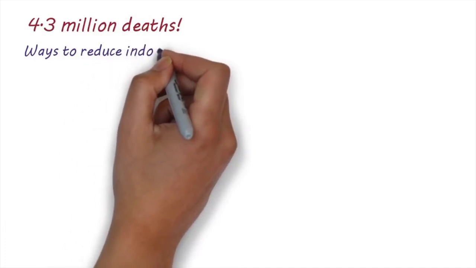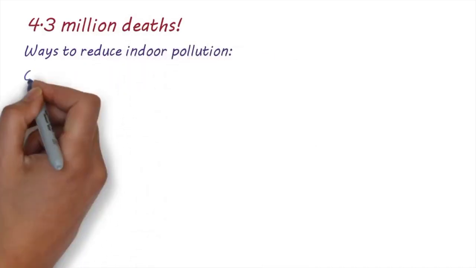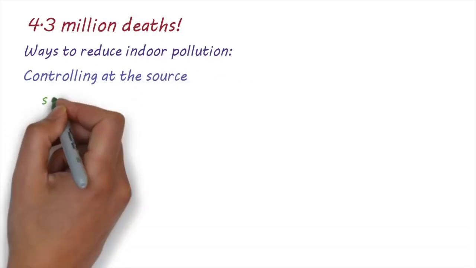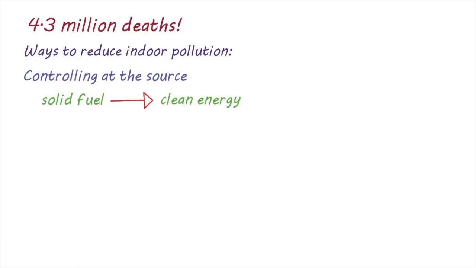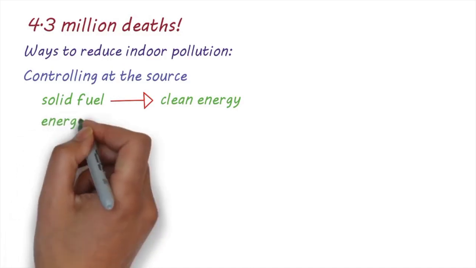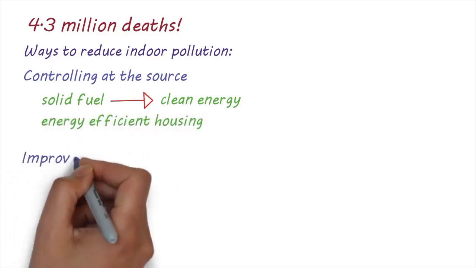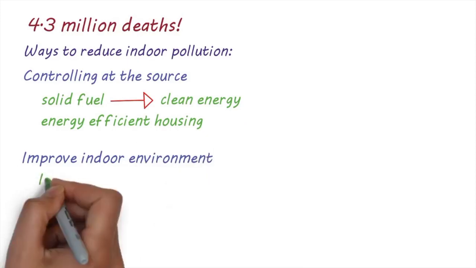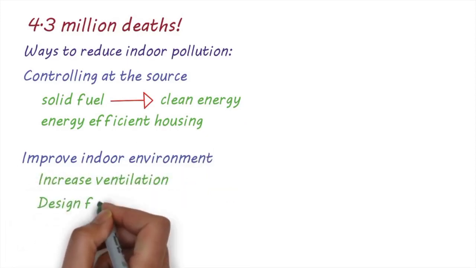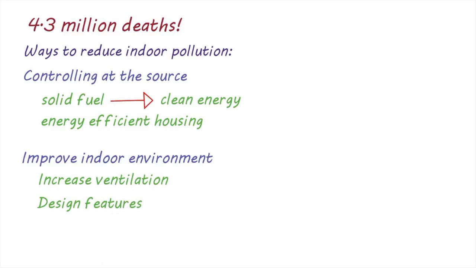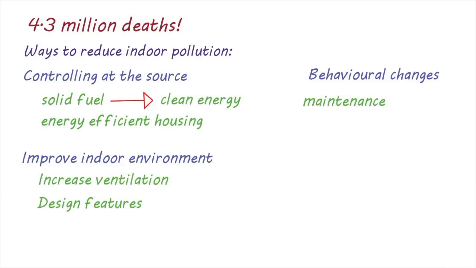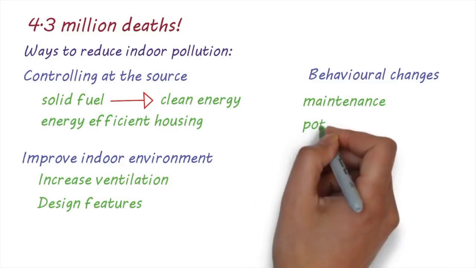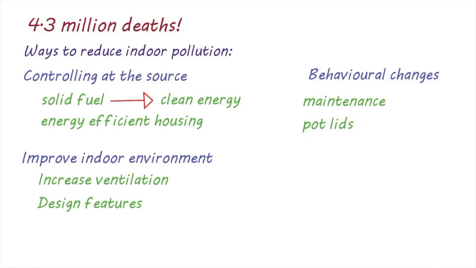There are several ways to reduce indoor air pollution, including controlling it at the source. This includes actions like changing from solid fuels to cleaner and more energy-efficient solutions like biogas, electricity, or solar power, improving cooking devices, and reducing the need for open fire heating by constructing energy-efficient housing. Making improvements to the indoor environment may include increasing ventilation through windows or chimneys, or other design features like having the kitchen separate from the house. Behavioral changes like properly maintaining stoves and chimneys can reduce the accumulation of pollutants. Exposure to indoor pollution can also be reduced with actions such as using pot lids to conserve heat and minimize cooking time.